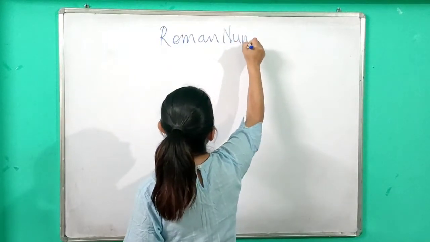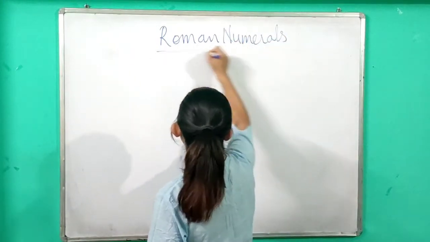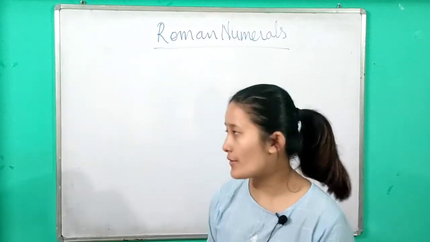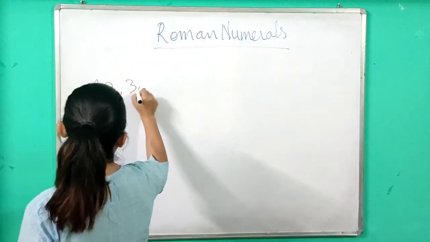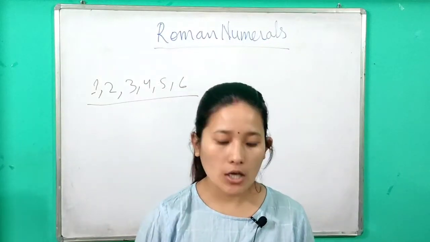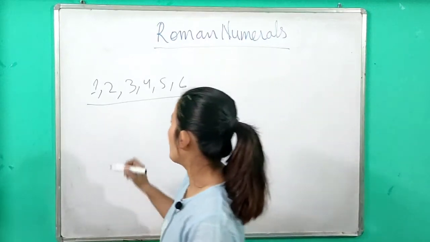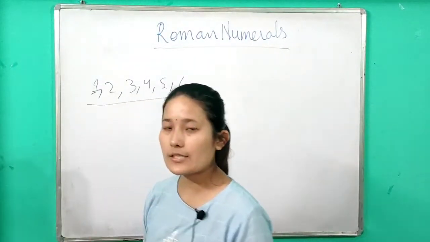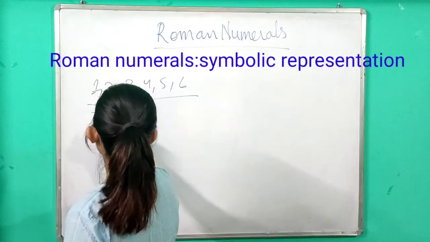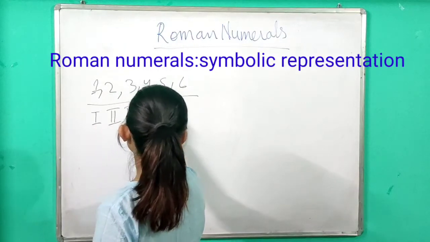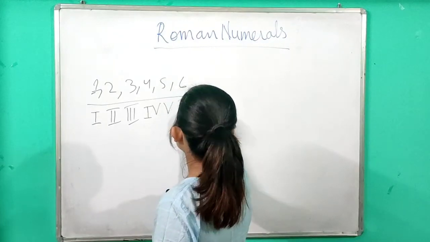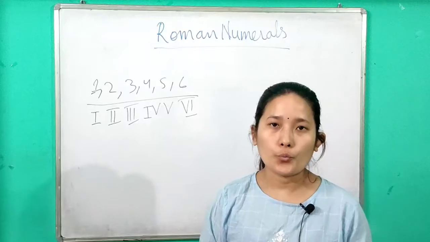Roman numerals. Now what are Roman numerals? I hope you have already done this in class 4, even though let's revise. How to write Roman numerals. The numbers that you write, like 1, 2, 3, 4, 5, 6, are termed Hindu Arabic numerals. Now these numbers can also be written in an alphabetical form: 1 is written as I, 2 as II, 3 as III, then 4 as IV, then 5 as V, then 6 as VI. So this is referred to as Roman numerals.